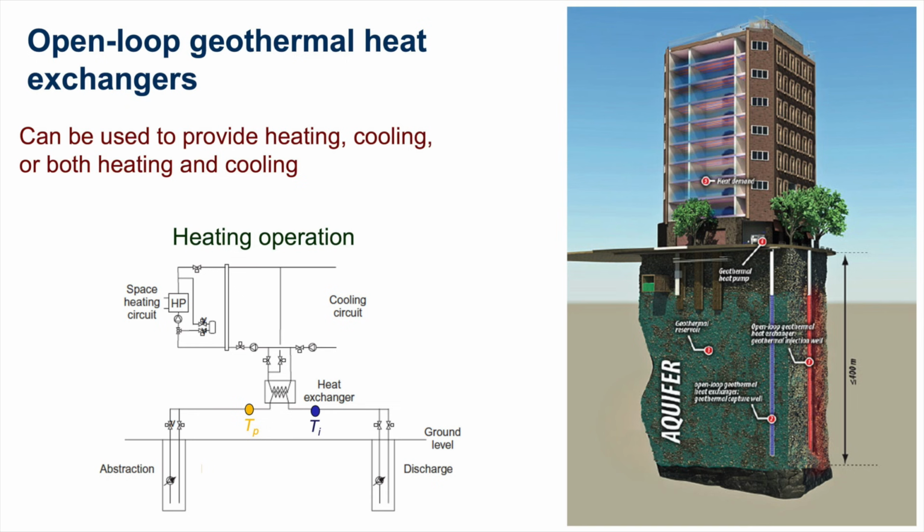And we can basically use this to provide heating or cooling or both, okay? So if we want to do heating, we basically produce water at the ambient aquifer temperature, pass it normally through a heat exchanger. We don't pass the groundwater itself through our heat pump. We take the heat out of it, and then we re-inject the cold wastewater back into the aquifer.